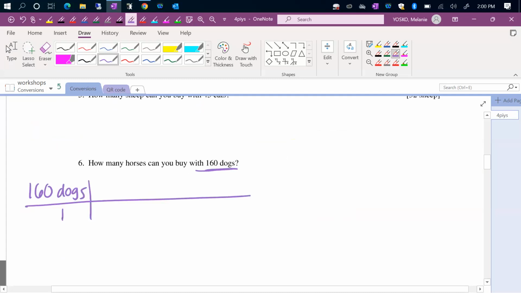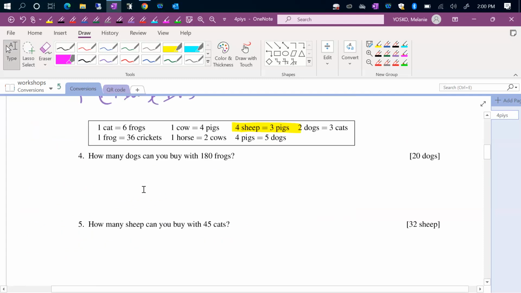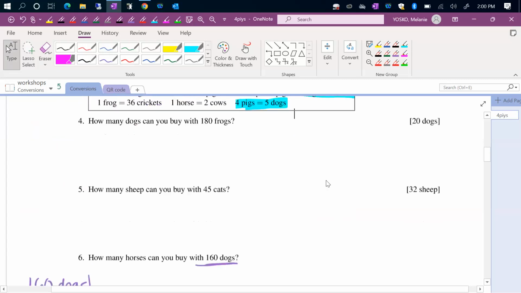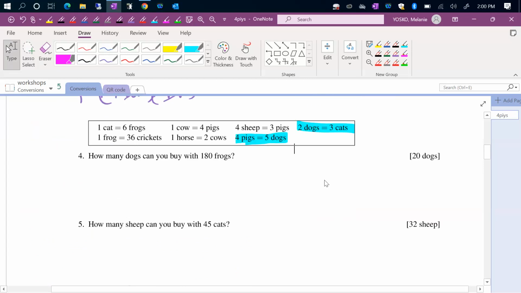Okay, remember that could be over 1. I'm trying to get to horses. So go back to your chart. I have dogs, I'm trying to get to horses. Do you have anything that says dogs, horses? No? But I have 2 that have dogs in them, right? 4 pigs equals 5 dogs, and 2 dogs equals 3 cats? Okay, you want to think ahead a little bit here. I'm ultimately trying to get to horses, right? So, does cats get me closer to horses, or does pigs?